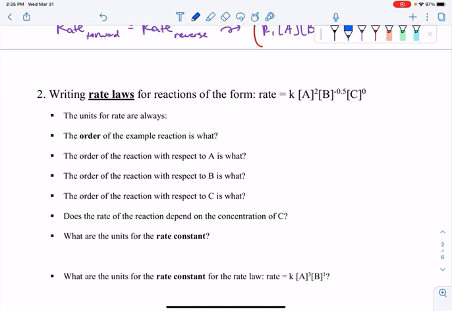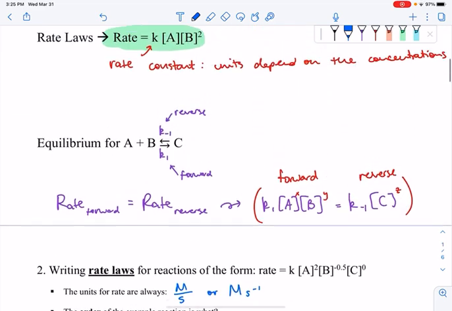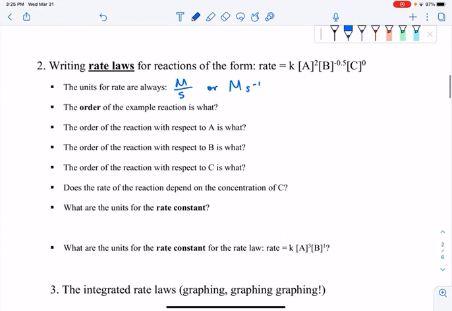Rate equals k times the concentration of A squared, the concentration of B to the negative 0.5, and the concentration of C to the 0, right? So we're assuming this is what we have. This is just for a specific reaction, right? So the unit for rate is always molar per second, or molar inverse second, right? That's always what it's going to be. Always. That's the unit for rate.